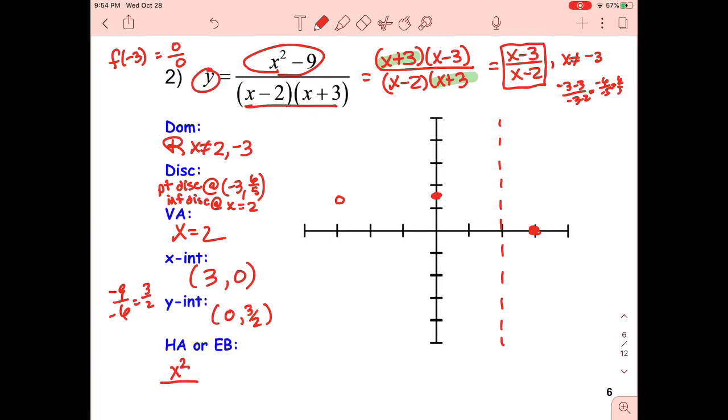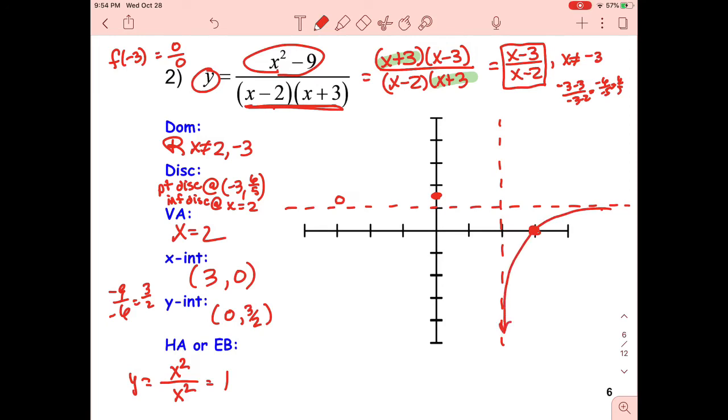And so now, what about my end behavior? Well, the highest degree term on top is x squared. And on the bottom, if you multiply these out, you're going to also have x squared. So y equals x squared over x squared, or 1. So y equals 1. That means we're going to have a horizontal asymptote at y equals 1. And our end behavior is y equals 1. It's going to look just like the line y equals 1 at the end.